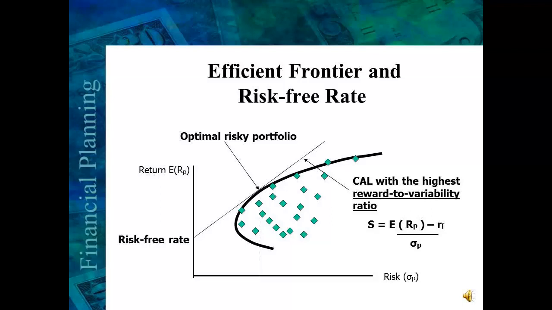The aggressive investor might borrow money at the risk-free rate and invest it in the risky asset. That risk-return profile is described on this graphic as the CAL extending beyond the point of tangency and continuing upward and to the right.